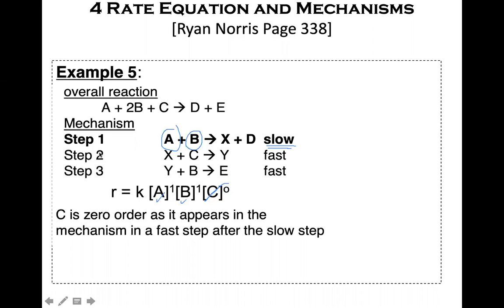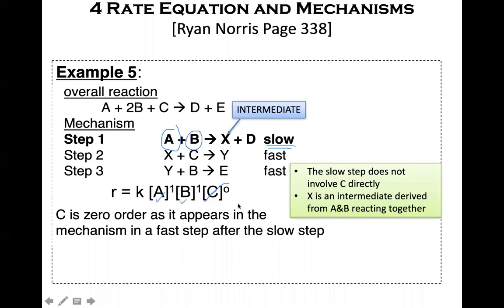C appears in step 2, as you can see in this mechanism. C is zero order as it appears in the mechanism in a fast step after the slow step. Your X is the intermediate as well as your Y. The slow step does not involve C directly. X is an intermediate derived from A and B reacting together.